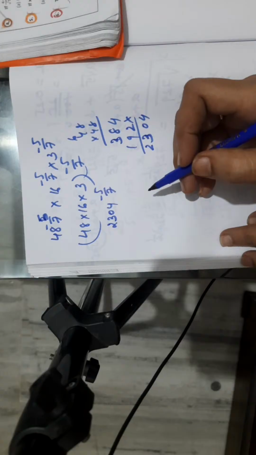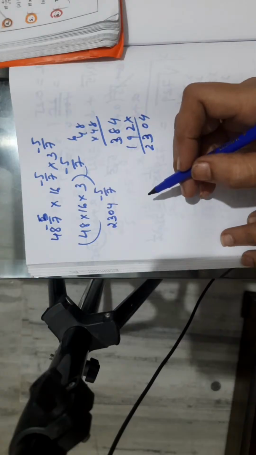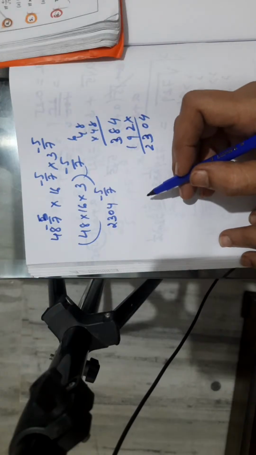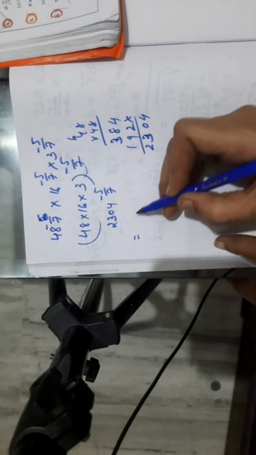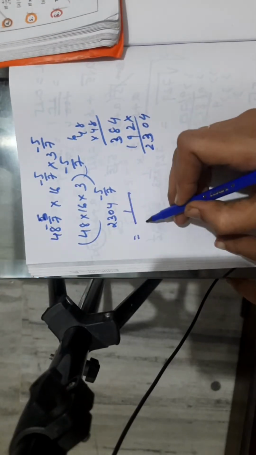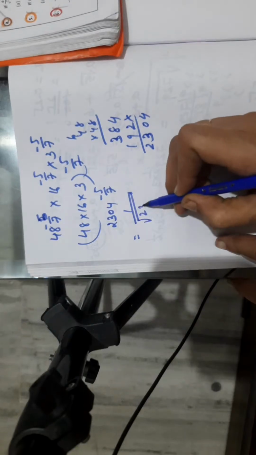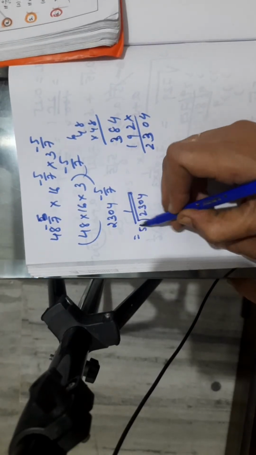So the number will come to the denominator. And moreover, one more mistake is there. They have not given the power in the question. So as per that, it should be like 1 upon 2304 to the power 5 upon 7 will come.